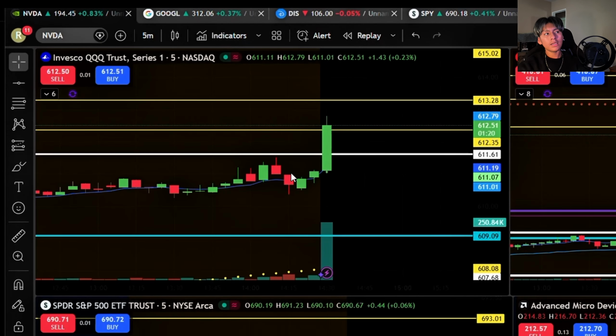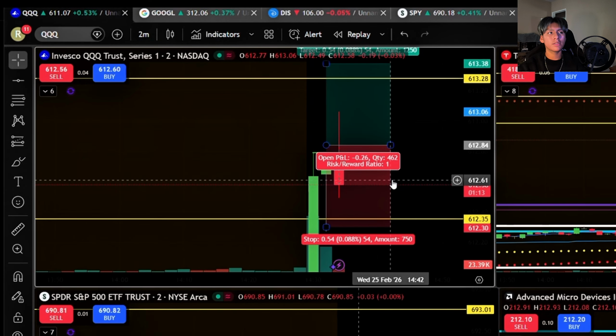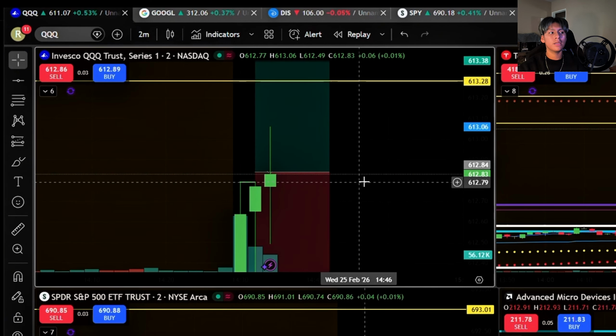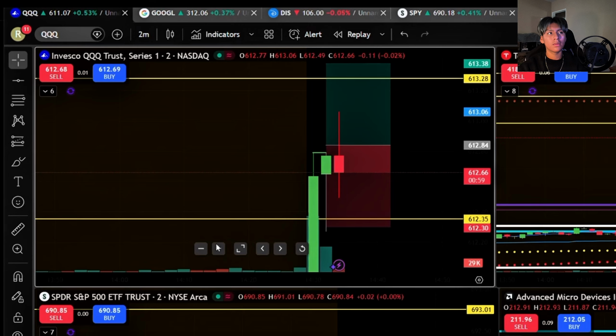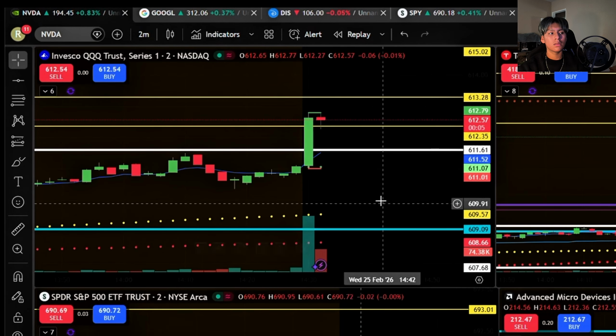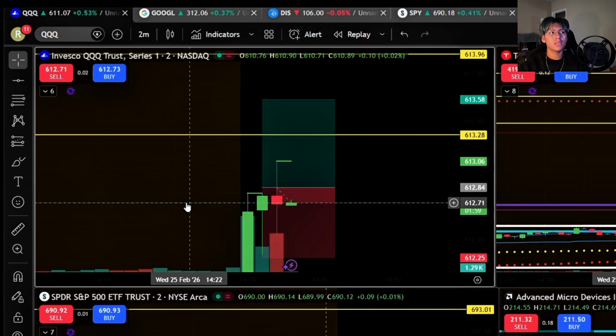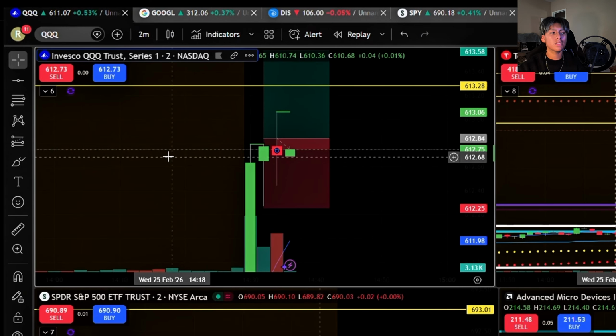So check this out. QQQ is right here, pushing towards the upside, right? And this is essentially where I sought out an entry towards the upside. I entered towards the upside right here, I'm pretty sure. Wait, let's go back. Check this out. Once it got into the zone, essentially this is where I entered towards the upside.